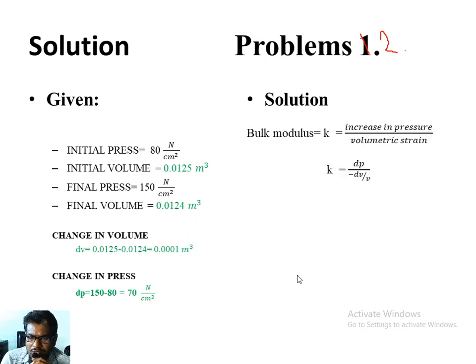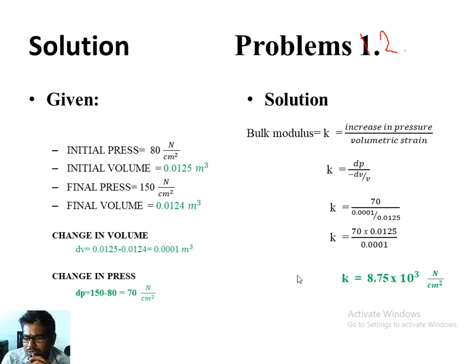As we know the formula, put down the values in the formula. We can calculate the value of K, that is 8.75 into 10 raised to 3 Newton per centimeter square, and we can calculate the compressibility by the formula 1 upon K.